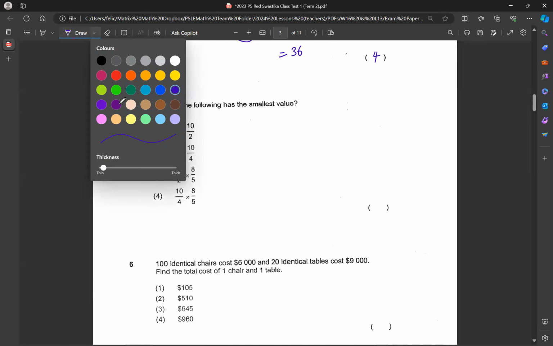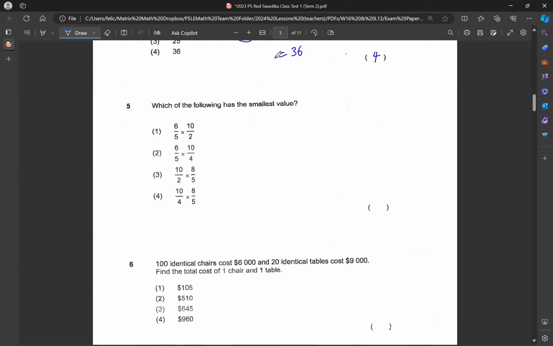All right, the next one, which of the following has the smallest value? All right, so to decide for smallest value, you can go on to do the calculation. I mean, that's one way. You can calculate for everything and compare which one is the smallest. Okay, alternatively, some of you may prefer to just look for options that have similar terms. So what do I mean by that? Okay, so for example, the first two options, notice that the similar term is 6 over 5, 6 over 5. So now you just need to compare with the times 10 over 2 and the times 10 over 4. Okay, this is one way.